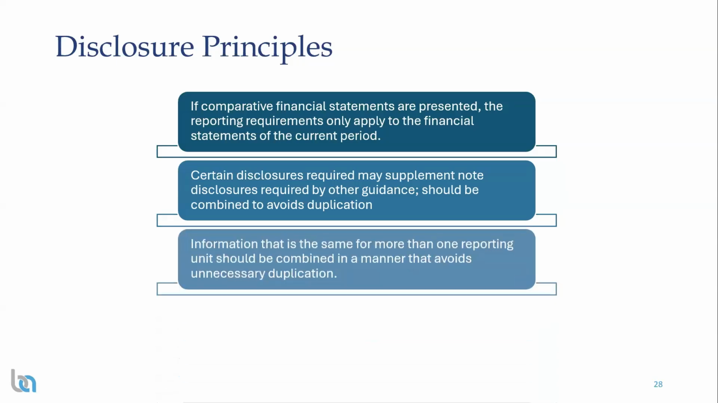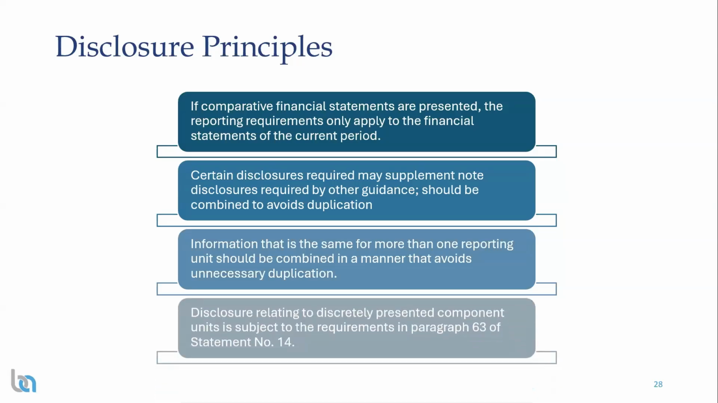Information that is the same for more than one reporting unit should be combined in a manner that avoids unnecessary duplication. So if you have that concentration for your primary government and for your rent board, which is a discrete component unit, and it's the same concentration risk, you don't want to disclose it twice. You just want to have it one time.